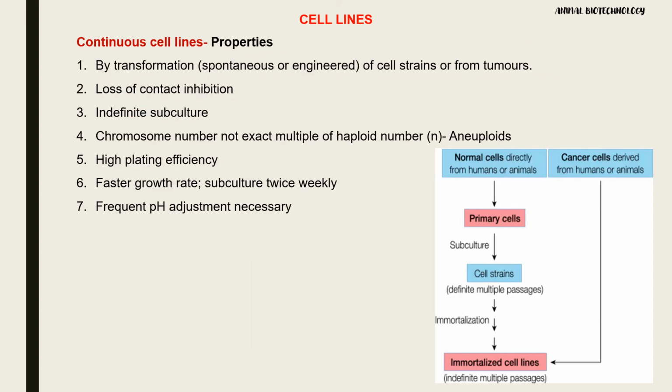Properties of continuous cell line. A primary cell can become a continuous cell spontaneously or it can be induced. These cells lose contact inhibition and grow at a very fast rate and high plating efficiency. They show a lot of chromosomal aberrations.